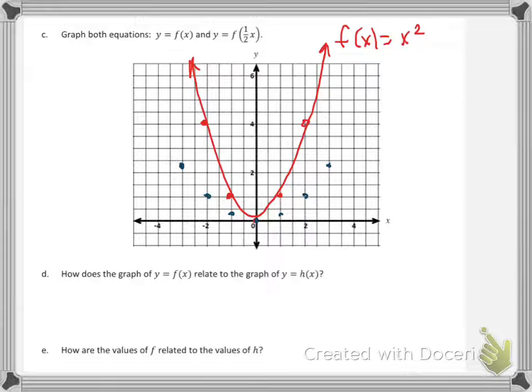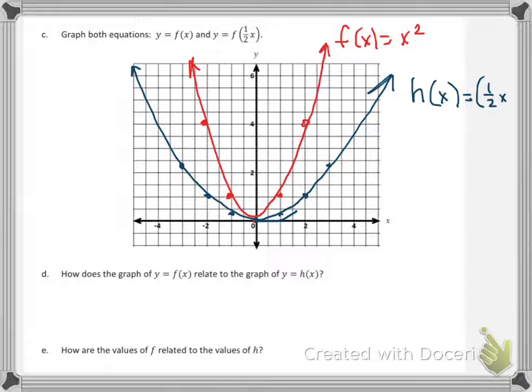Okay, and let's see if we can get this one. This is not good. So let's try that again. That's going to be something like that direction, and then moving this direction, something like that. Okay, so that's h of x, which is 1/2 of x squared.